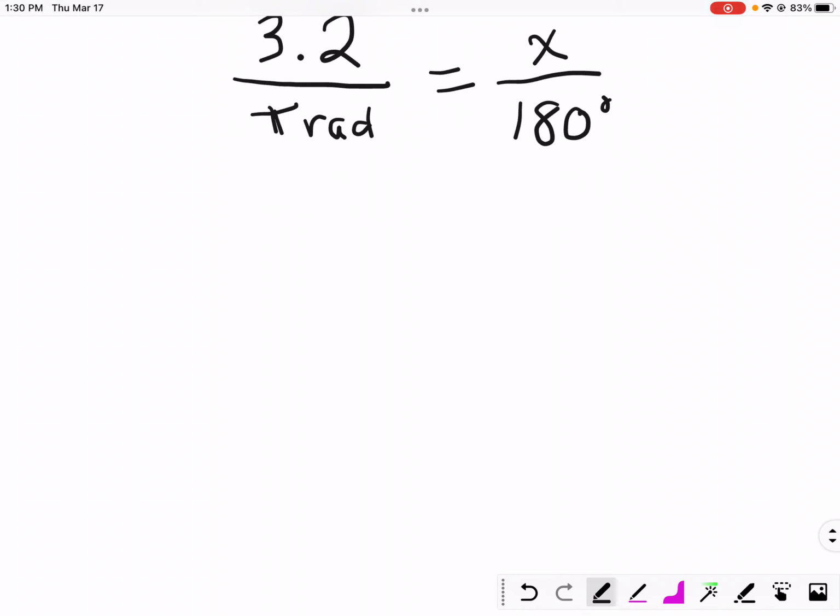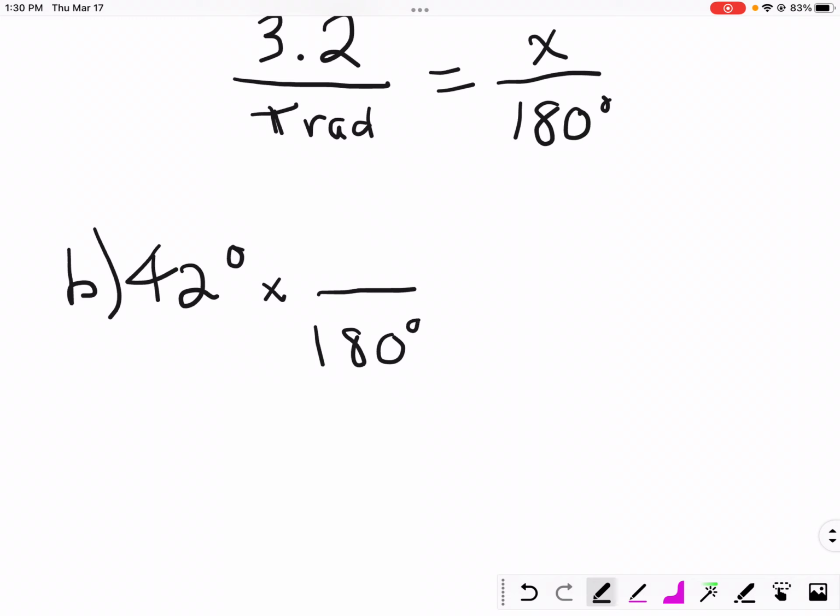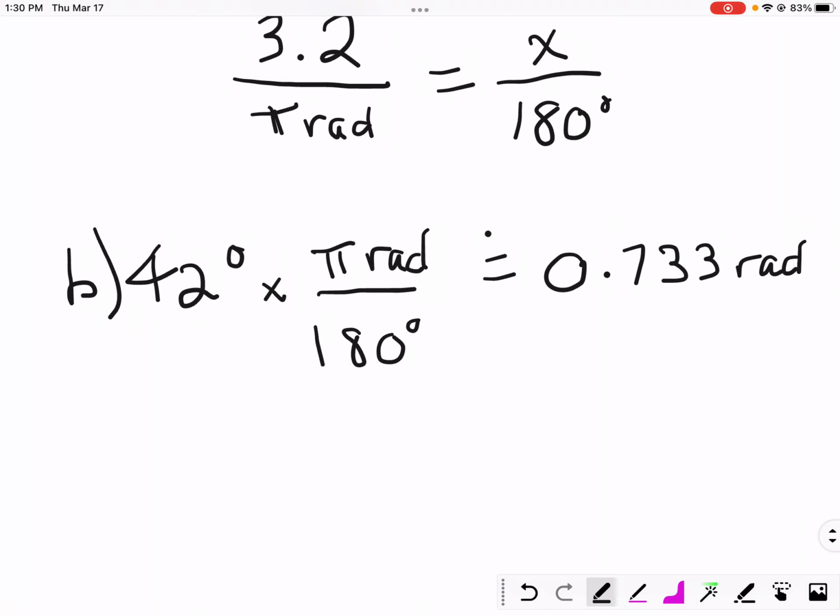If we work the other direction, let's say we want to take 42 degrees and convert that to radians. Well, again, 180 degrees, pi radians. I'm going to put 180 on the bottom this time to cancel off the degrees, and pi radians on top, and then we're going to get 0.733. I should put radians, but you don't necessarily have to. Again, if you don't say degrees, it's radians.